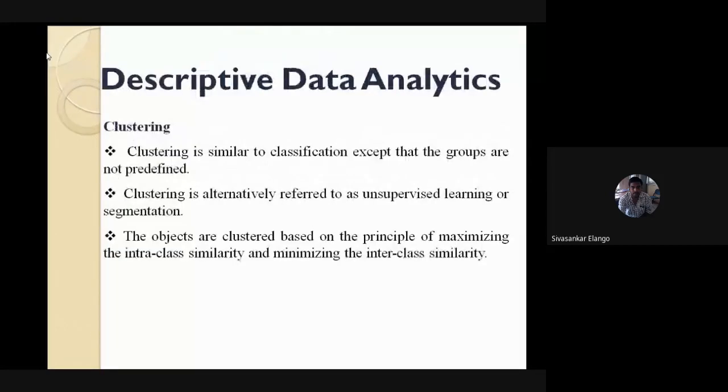So in the case of descriptive data analytics, we have a technique called unsupervised learning. We have a technique called clustering. So clustering means we will be grouping similar objects together. So in the case of a cluster, the objects will be similar within the class. So the objective of any clustering technique is to maximize the intra-class similarity and minimize the inter-class similarity.